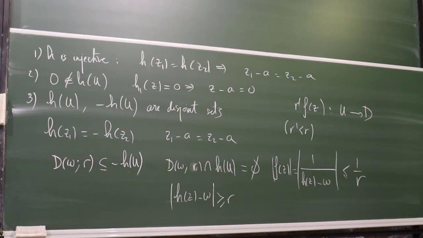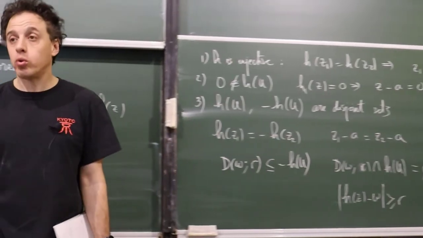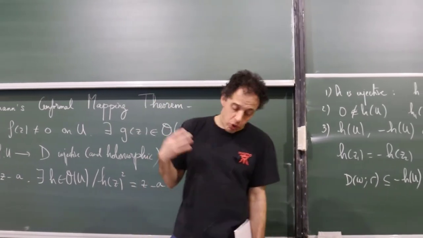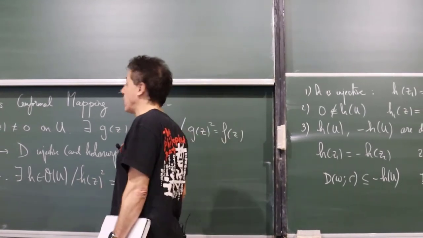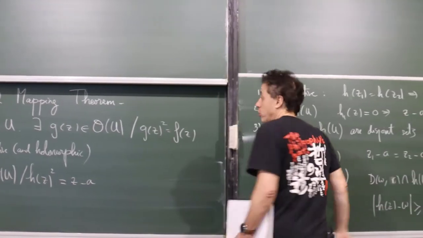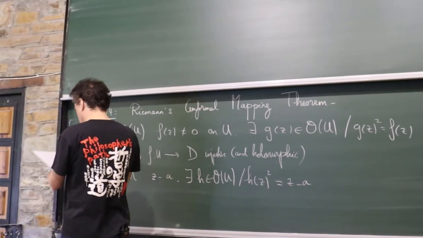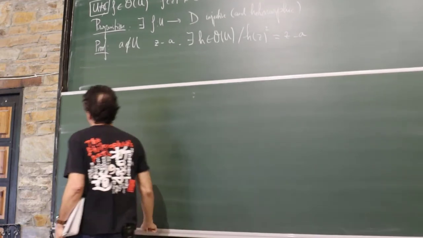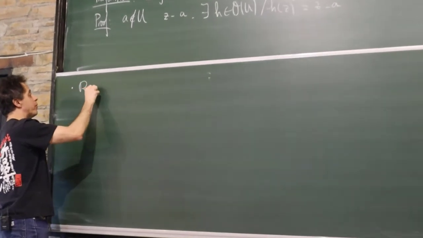Okay, so there exist at least injective functions from any such set U to the unit disk. The objective is to find one of these functions which is not only injective but bijective, and more or less we are done in this case, which is a biholomorphism. Okay, so this is the first part of the result. Okay, so now we go to the proof of Riemann's theorem.